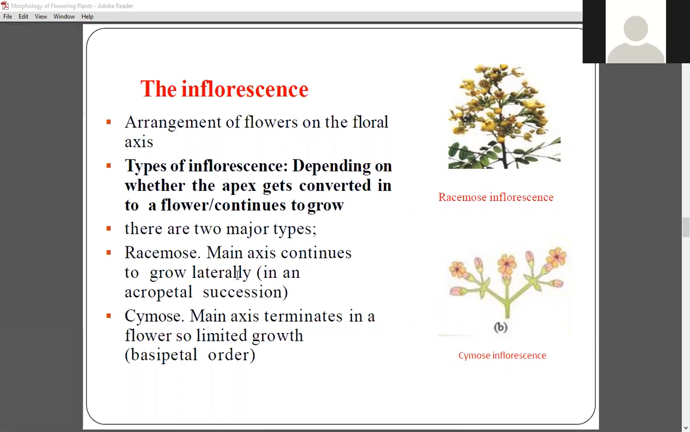The second type of inflorescence is cymose, right? In cymose, what happens? The main axis terminates in a flower, so limited growth is observed, and that type of order is known as basipetal order. Now, the second type of inflorescence says that the main axis terminates into a flower. That means a flower will be present, and it is not going to extend further or give further growth to the plant.